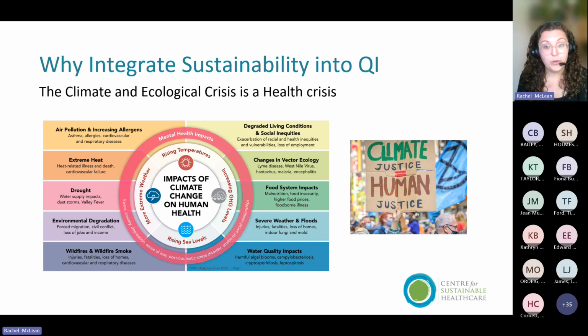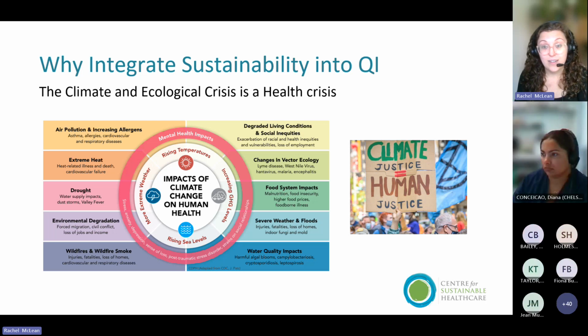I'm not going to go through all of these, but as you can see, the impacts both to the environment and then to our health are really widespread and varied. And this isn't an exhaustive list. For example, there are links between air pollution and extreme heat and the incidence of stroke, but stroke isn't something that's here on the slide.